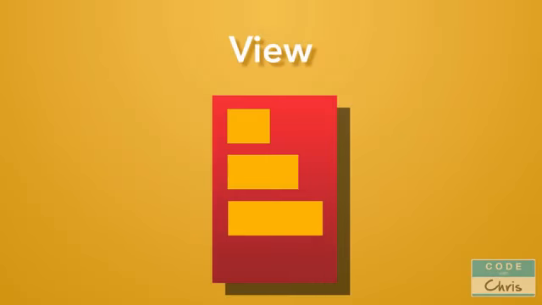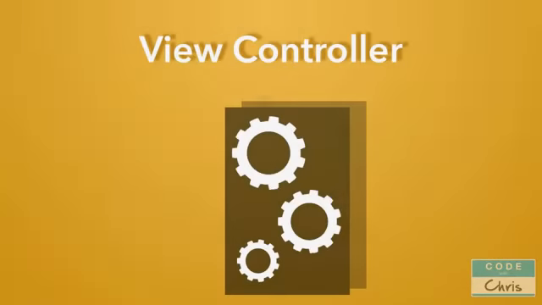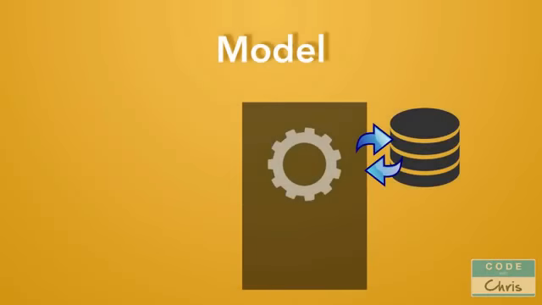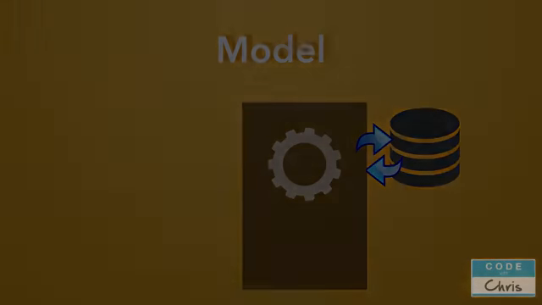The first component is the view, and this is what the user sees and interacts with on their phone. The second component is the view controller, and the view controller manages the view. We're going to go into what that means a little later in this lesson. The third component is the model, and the model manages the data for your app.